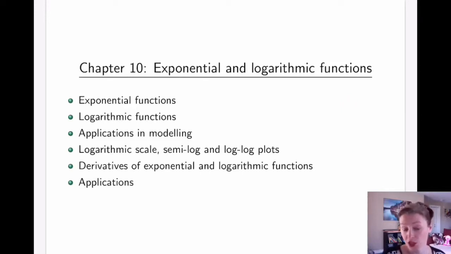We will now take a look at Chapter 10, which is all about exponential and logarithmic functions. Before we start applying calculus tools to them, though, let's do a quick review of what those functions really are. So this video is the pre-calculus, sort of just-in-time support for exponential and logarithmic functions.